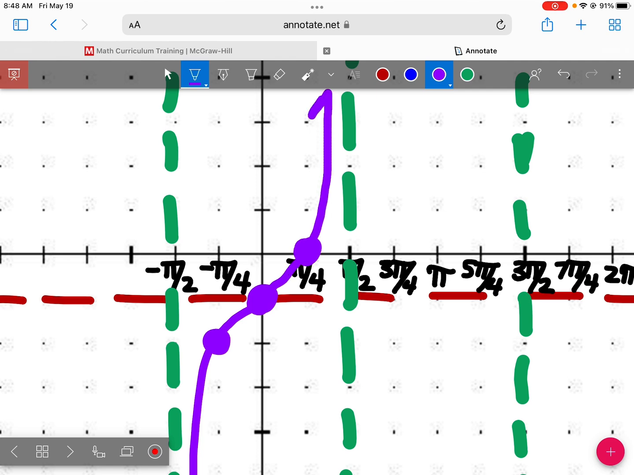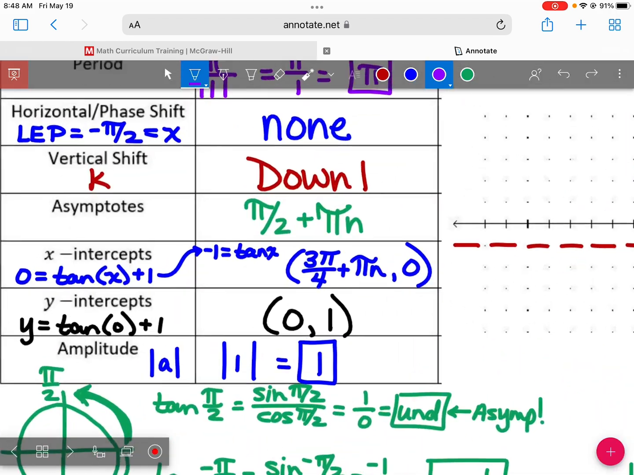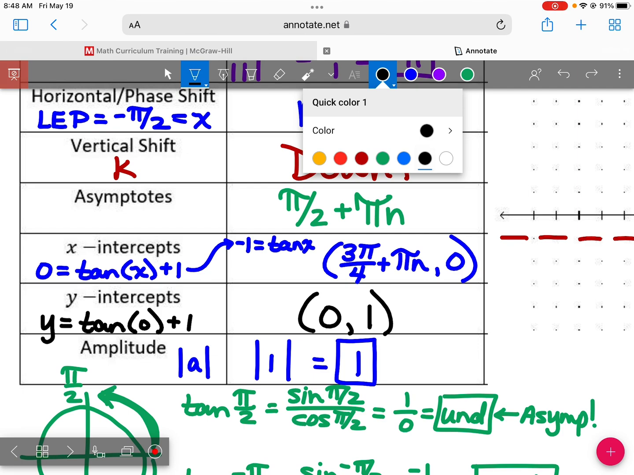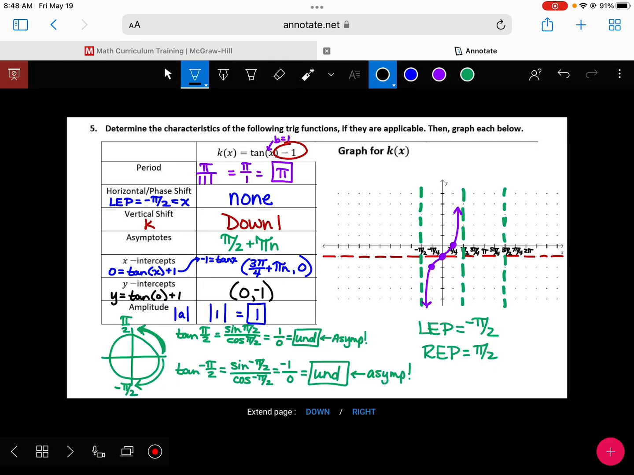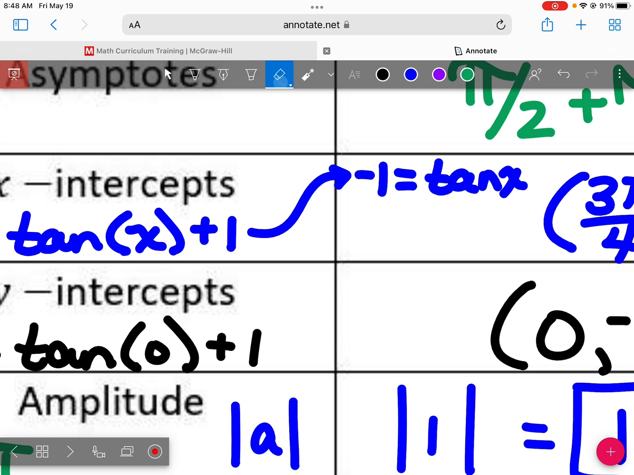Wouldn't our y-intercept be 0? Yes, thank you. Because we subtract 1 from both sides. Thank you for catching that. Thank you, Rowan. Wait a second. What did I do wrong? Tangent of 0. Oh, that's what I did wrong. I wrote plus 1 and it's supposed to be minus 1 because the original function is tangent of x minus 1.